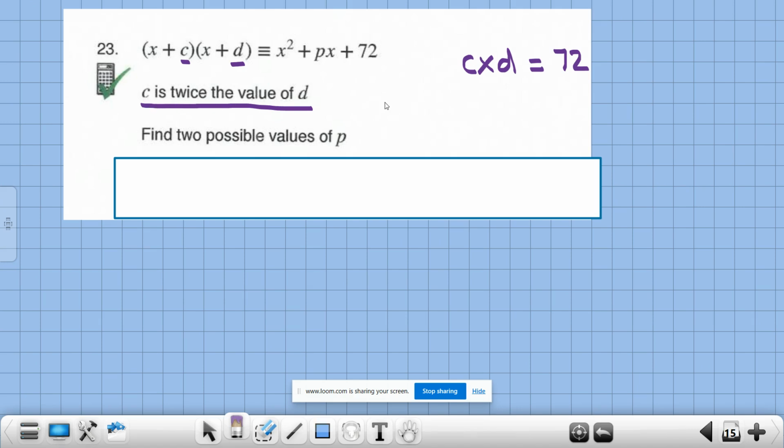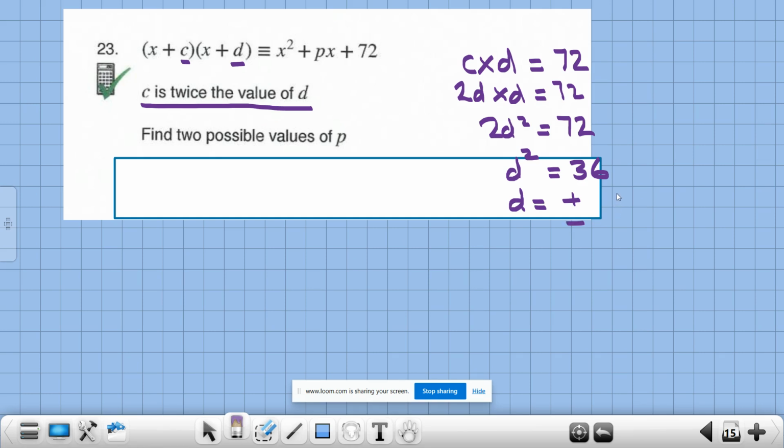So we could replace c with 2d. We then get 2d² = 72. We can divide by 2 to get d² = 36. And then what we've got to remember here is if we square root, then d could be either plus or minus 6. That's the first stage done. So we now know that d can be plus or minus 6.